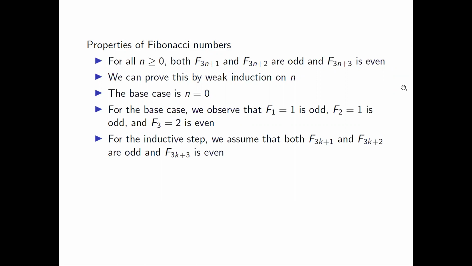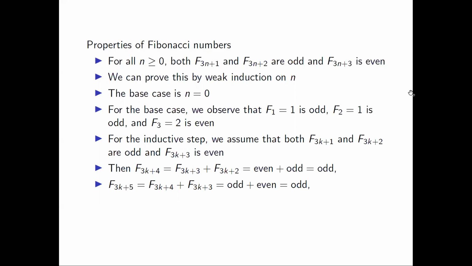For our inductive step, we'll have an inductive hypothesis where we assume that both f of 3k plus 1 and f of 3k plus 2 are odd, and f of 3k plus 3 is even. Our goal will be to show that f of 3k plus 4 and f of 3k plus 5 are odd, and f of 3k plus 6 is even. In order to show that, we can use our recurrence equation for the Fibonacci sequence. That gives us that f of 3k plus 4 equals f of 3k plus 3 plus f of 3k plus 2. F of 3k plus 3 is even, f of 3k plus 2 is odd, so we get an even plus an odd, which gives us an odd.